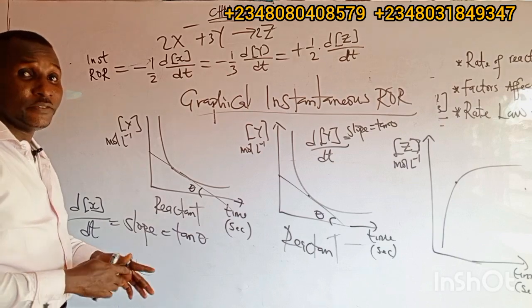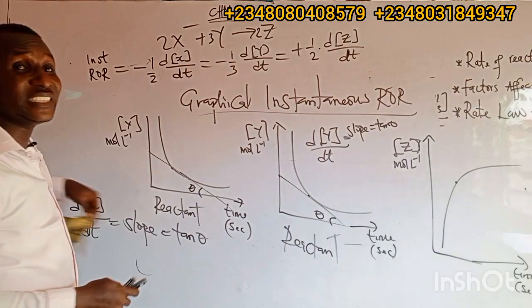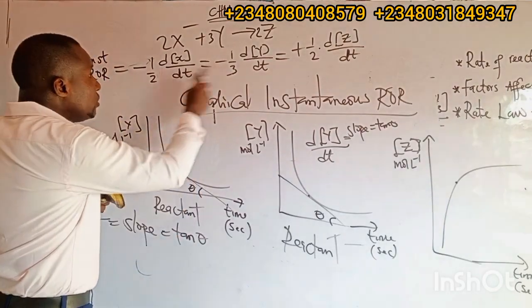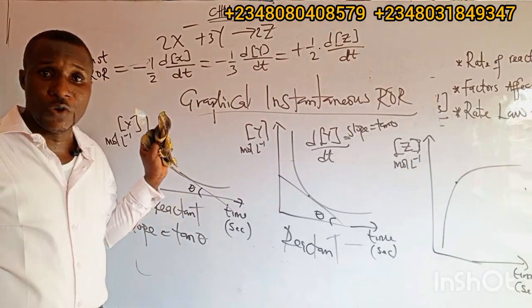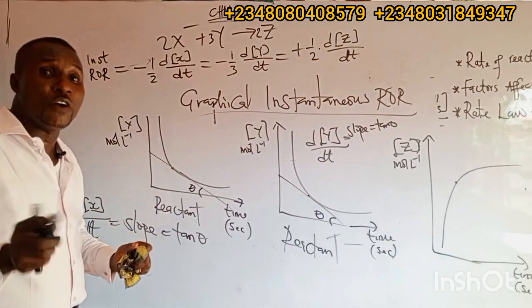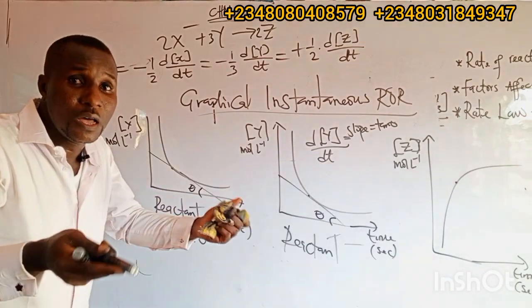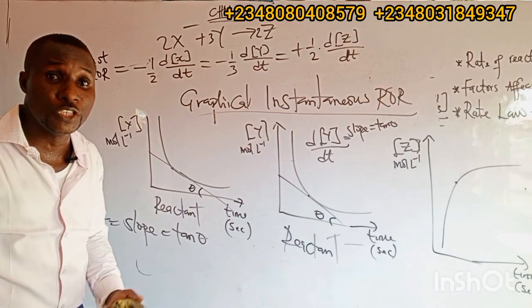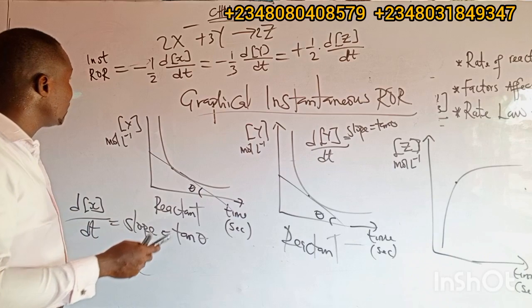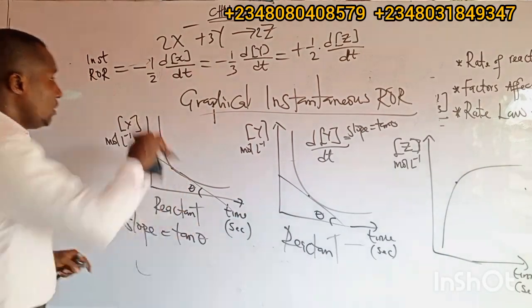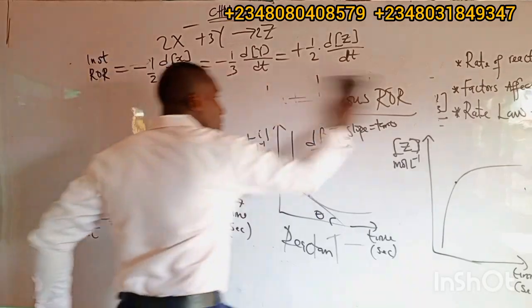For instantaneous rate of appearance and disappearance, just remove the stoichiometric coefficient. Let us look at that.